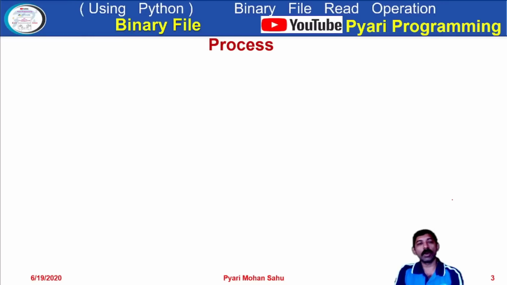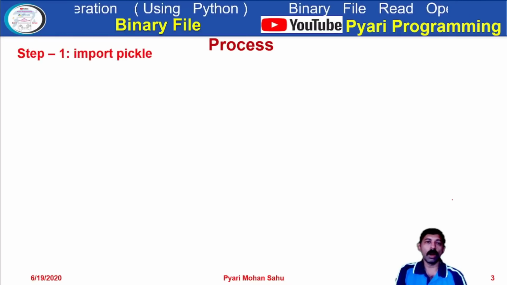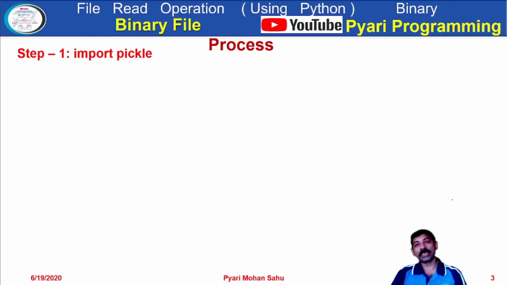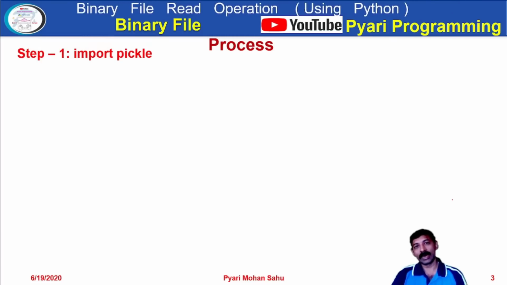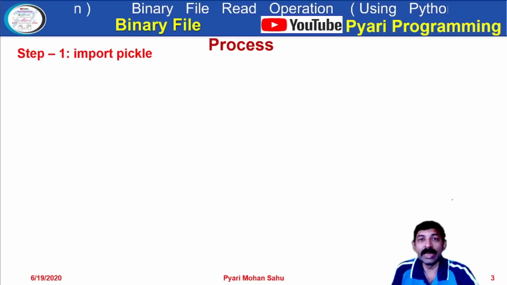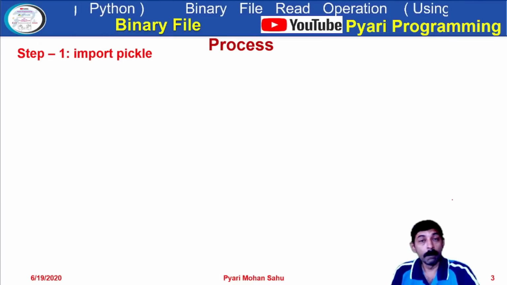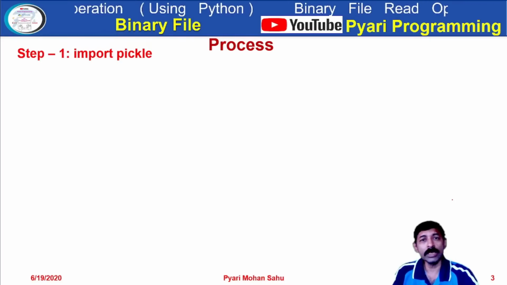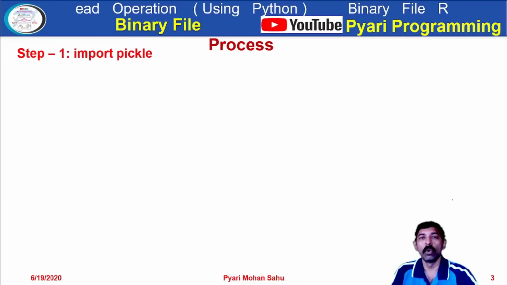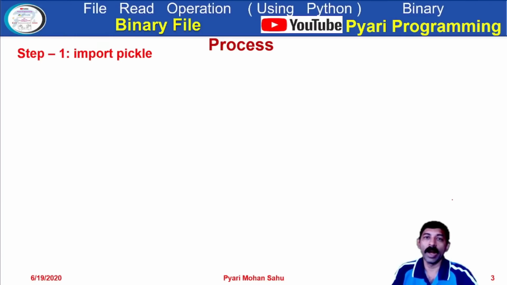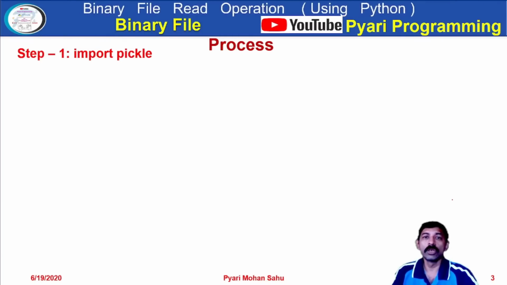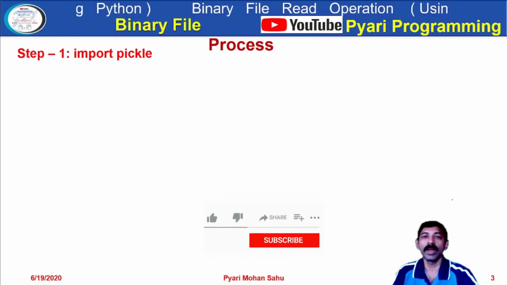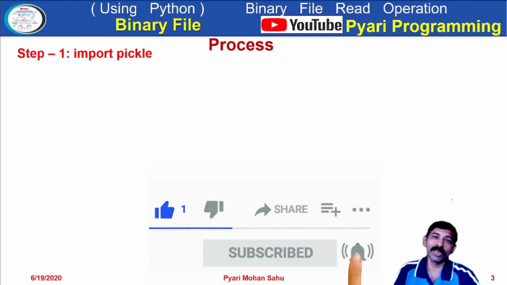So let's start our process. The first job for a binary file is import pickle. The difference between a text file and a binary file is that in a text file, we directly open the file for reading, but in the case of a binary file, I have to import pickle. What is pickle? Pickle is a module which provides a few functions used for read and write operations on a binary file. That's why import pickle is required.